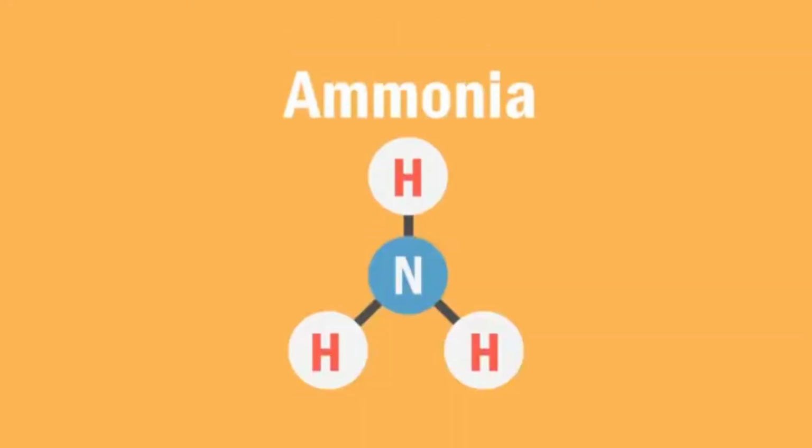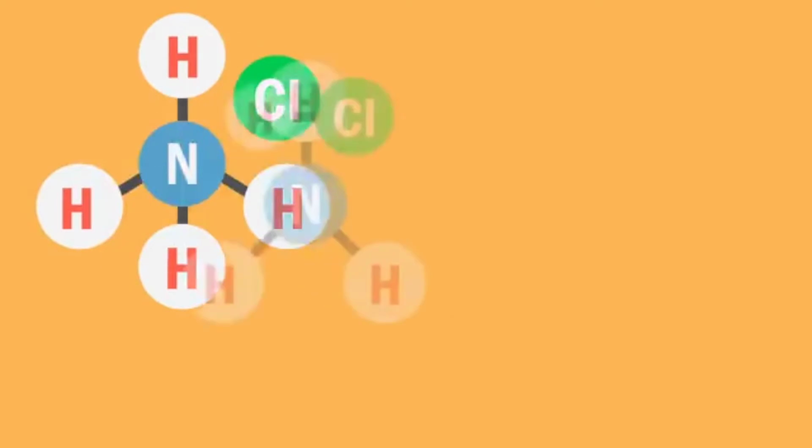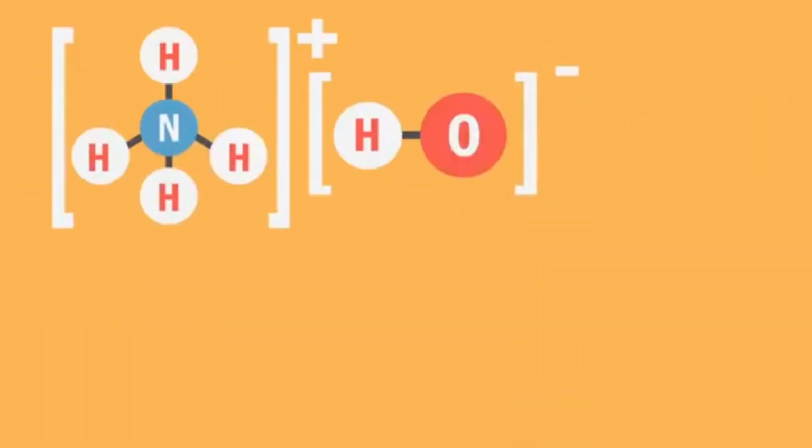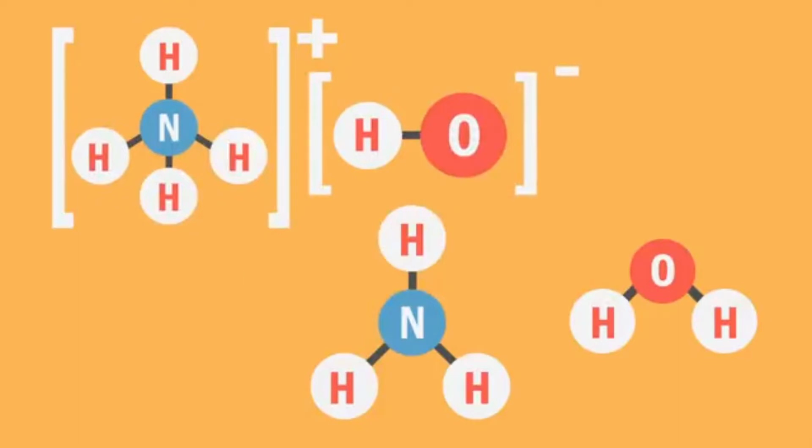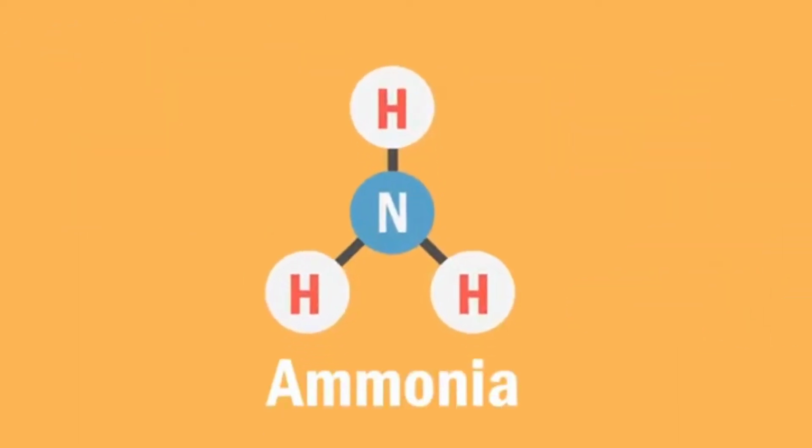...likely produced ammonia in the laboratory from the thermal decomposition of ammonium chloride or from the reaction of ammonium and hydroxide ions. Have you ever wondered how ammonia is produced on an industrial scale?